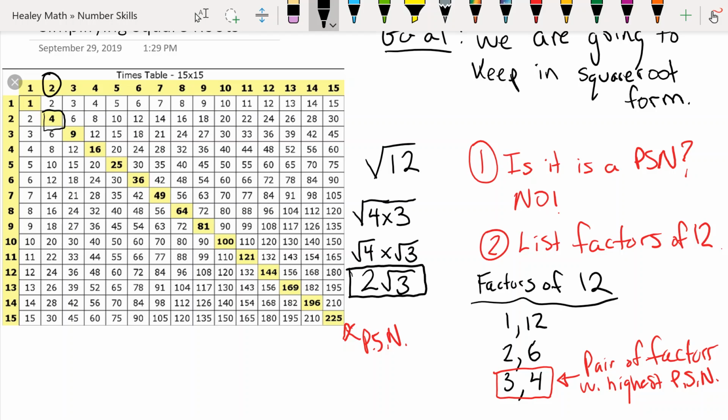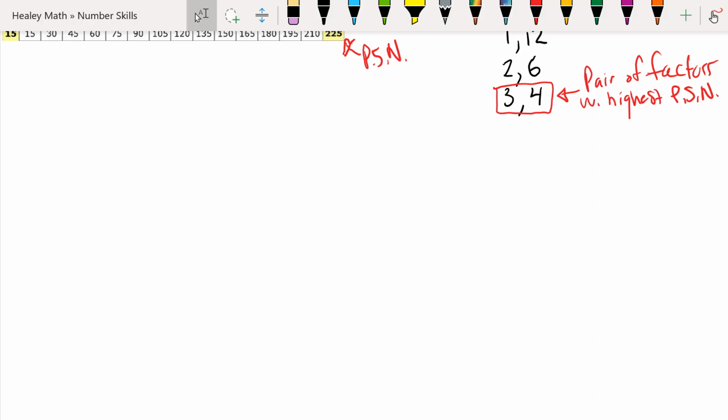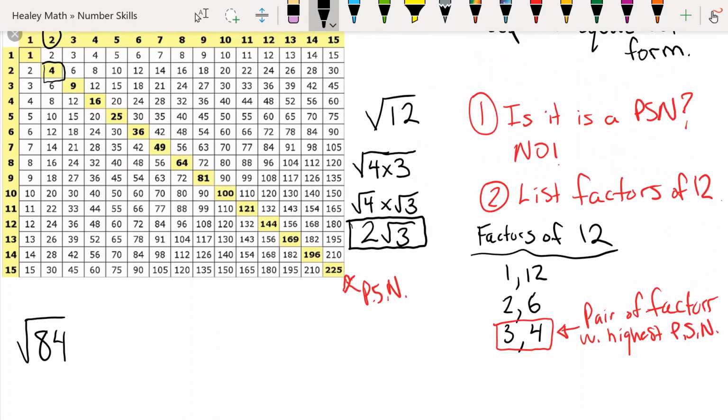Let's try another challenging question. Let's take a look at the square root of 84. First, we look to see whether the square root of 84 is a perfect square number. You'll quickly realize that it is not. So we know in our first step, 84 is not a perfect square number.